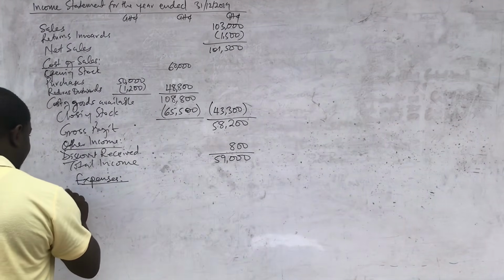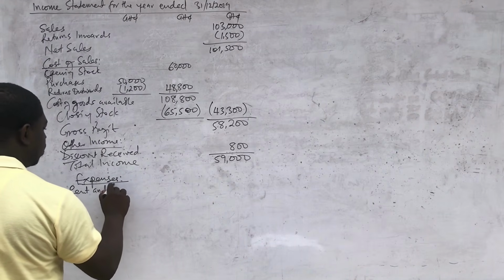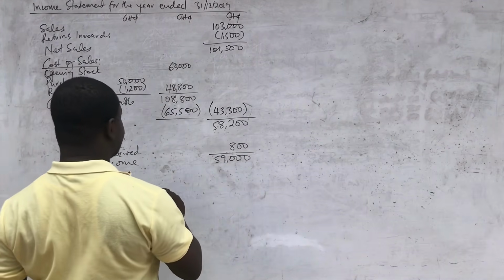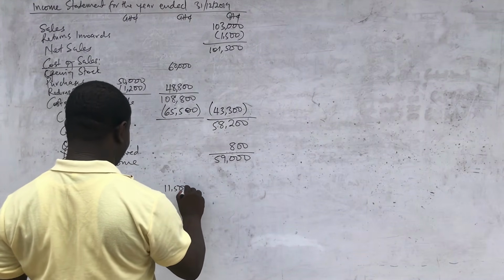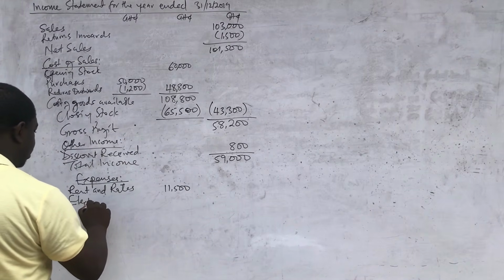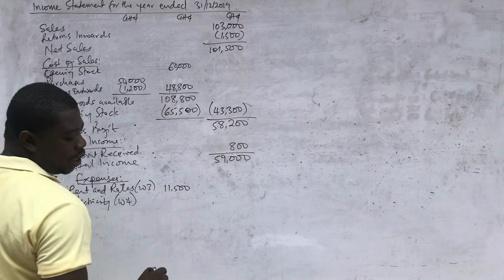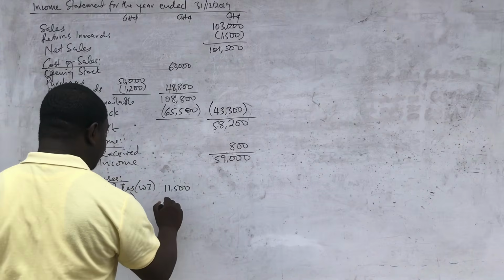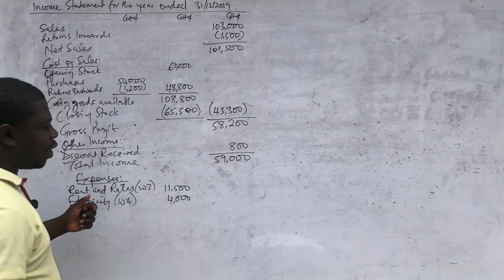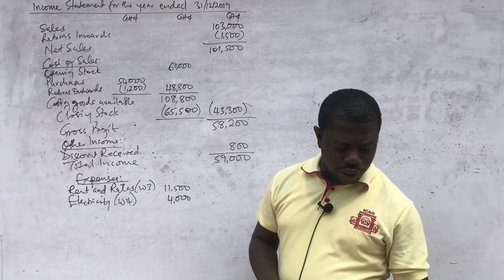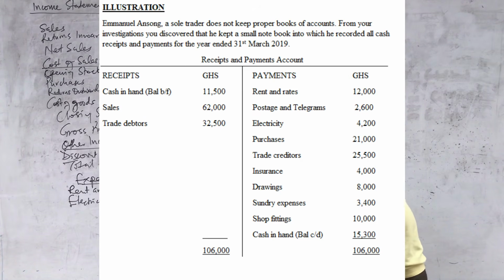So there was workings for rent and rates. And the rent and rate figure for the profit and loss account, we had it to be 11,500. And then there was working for electricity. So rent and rate was working 3, electricity was working 4. And the figure for electricity, we had it to be 4,000 Ghana cedis. And now we can continue to list the other expenses. One easiest place to get your expenses is to go to the credit side of the receipt and payment account. So when we go there, we have postage and telegrams to be 2,600.